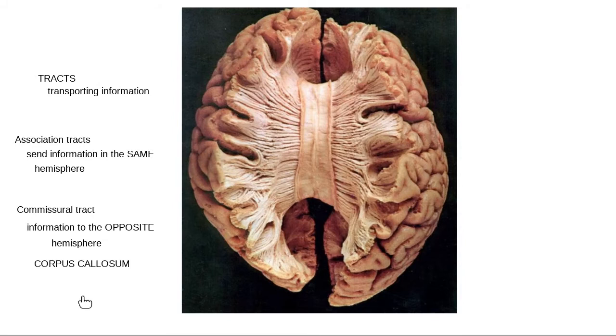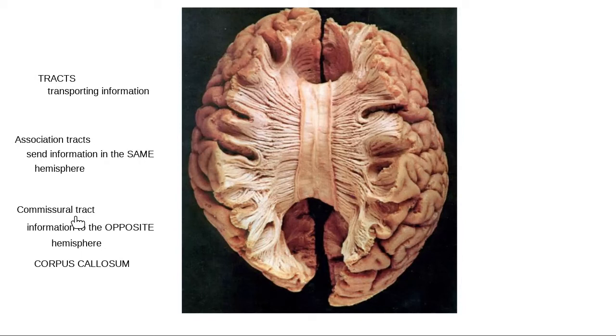The biggest commissural tract in the brain is called the corpus callosum. Hopefully that name rings a bell for you. Corpus callosum. In lab, we were talking about how that connects the left and the right side of the brain. So right here, the white matter area of the brain that connects the left side and the right side to each other allows them to talk to one another. That's a commissural tract, connecting the two hemispheres or the two halves of the brain.